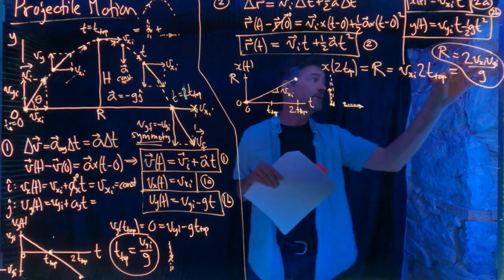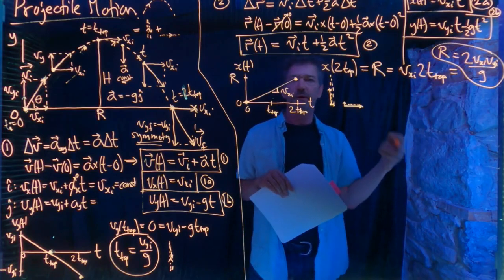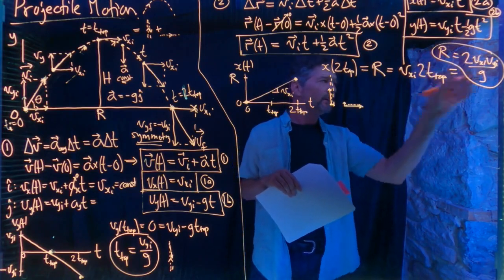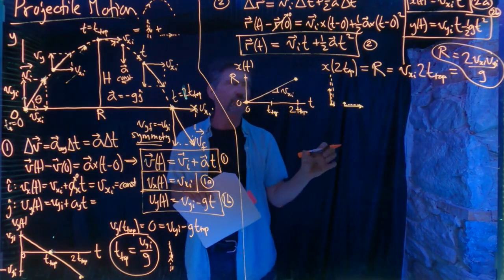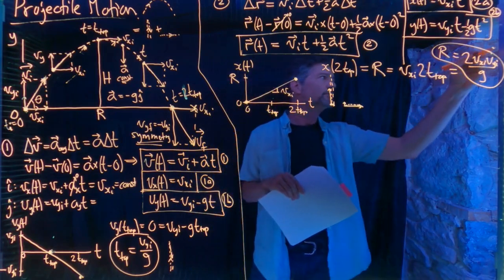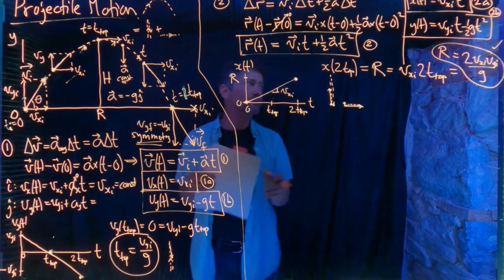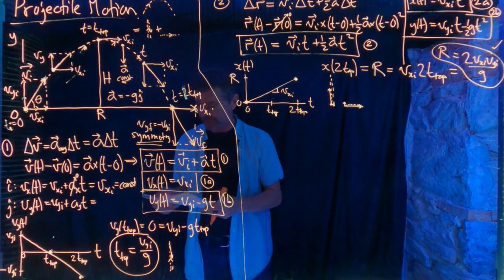You can also check the dimensions of this. Velocity squared is a length squared over time squared, divided by an acceleration. A length over time squared gives you a length. So dimensionally, that's correct. Okay, so everything makes sense about that range formula.